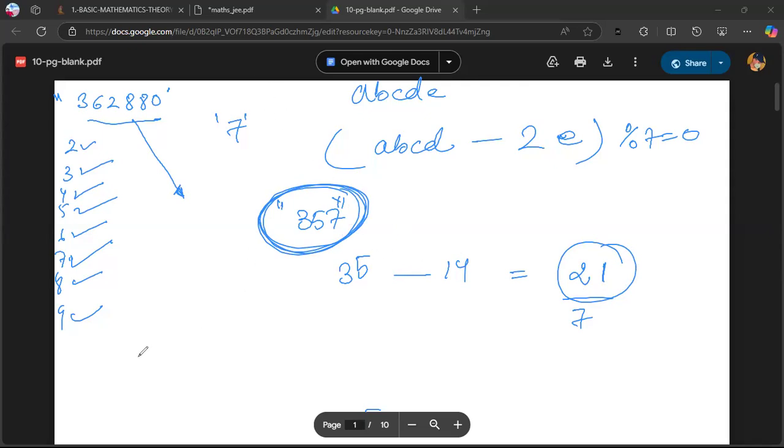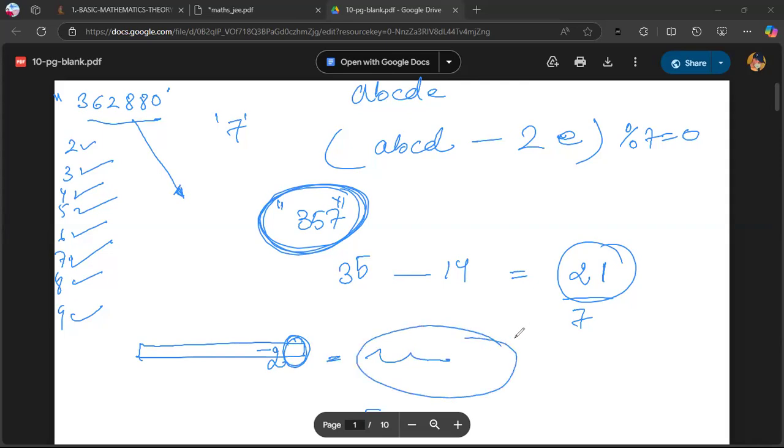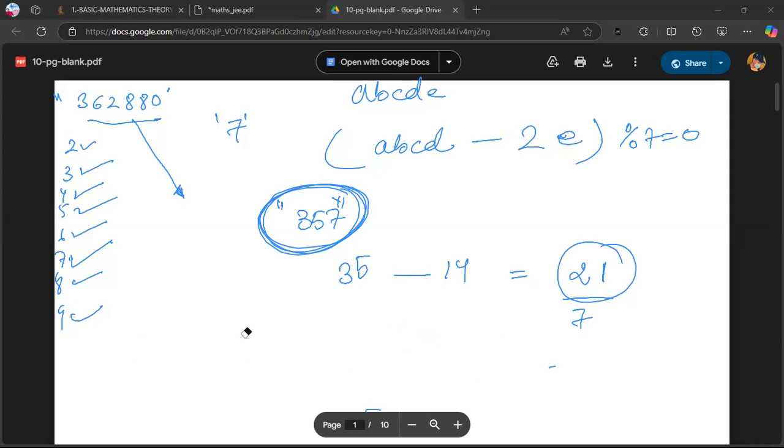And if you're checking for some big number, after doubling the unit digit and subtracting, whatever the result is, we can repeat the operation to make the number further smaller. Okay. Yeah, sir. Let me give an example.